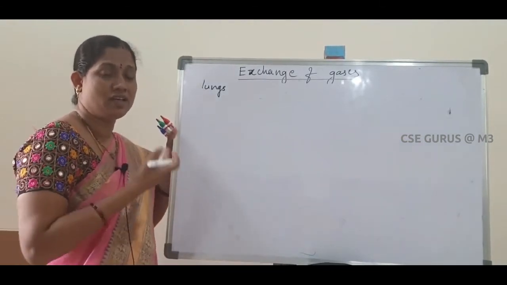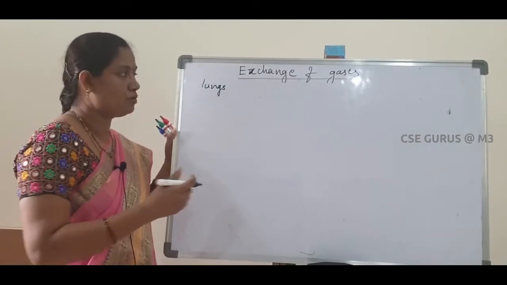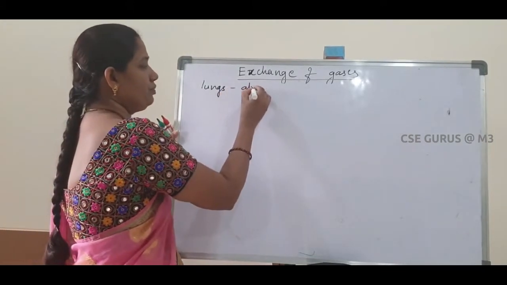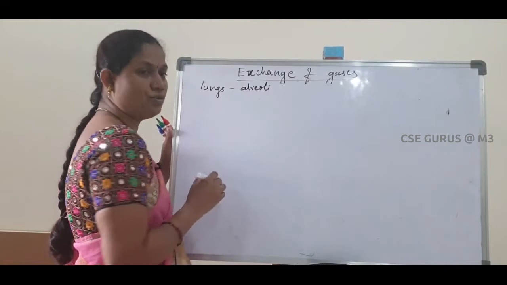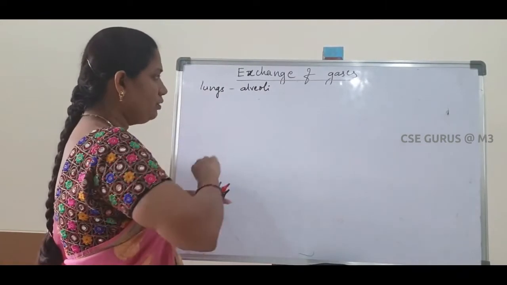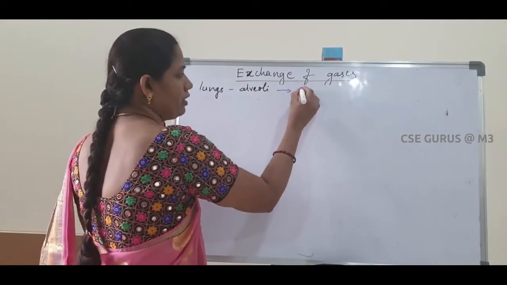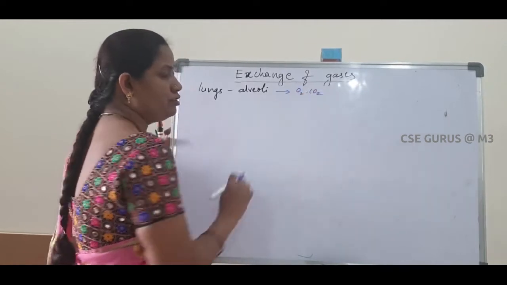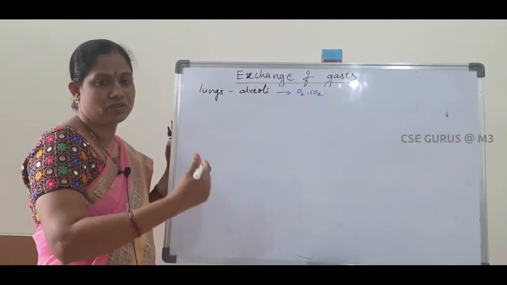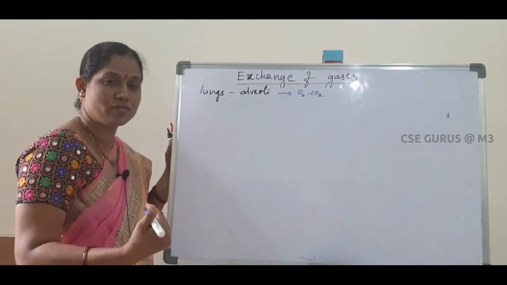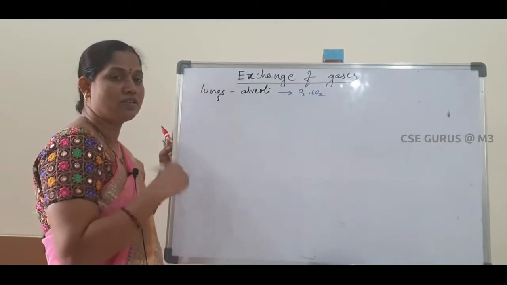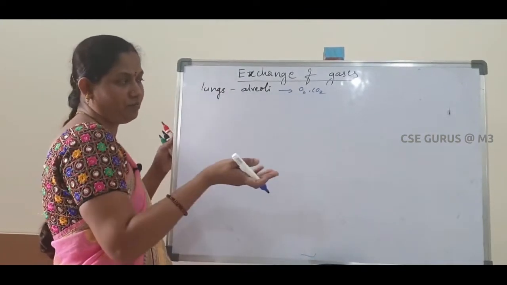During inhalation, air enters and reaches up to the alveoli. So in the alveoli, what will happen? Oxygen and carbon dioxide diffusion takes place. Oxygen diffuses into the blood. At the same time, carbon dioxide diffuses into the air.